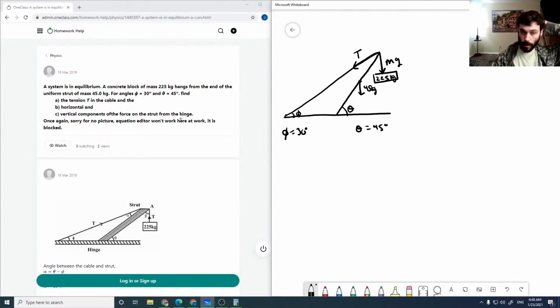It wants the tension of the cable and both the horizontal and vertical components of the force on the strut from the hinge. So this guy is applying forces in both directions. So I'm going to call this FHY and FHX. Okay, so we've got a few forces here on this hinge. So to get these, we're going to need the tension.